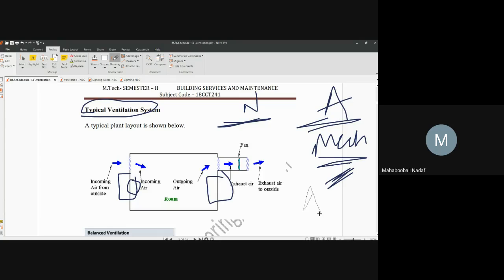Another thing will come, AC. What is this AC? Is AC alternate current? Air conditioner, sir. Air conditioner. Very good. Simple, right? The subject is simple, no problem.